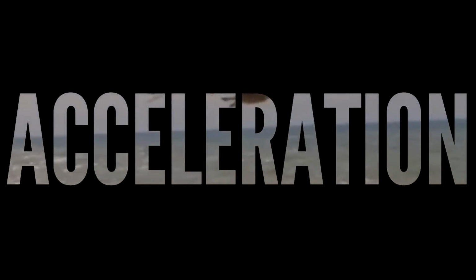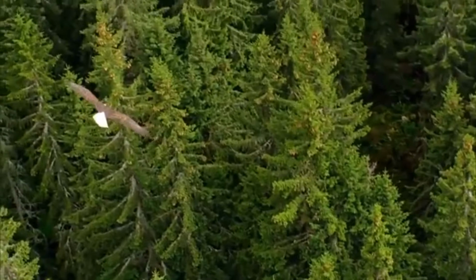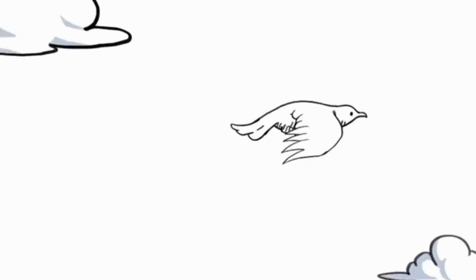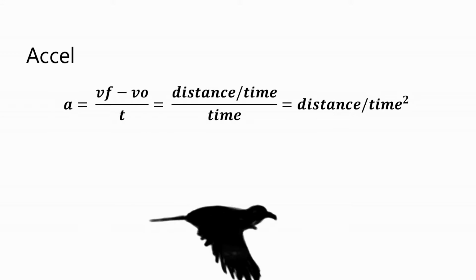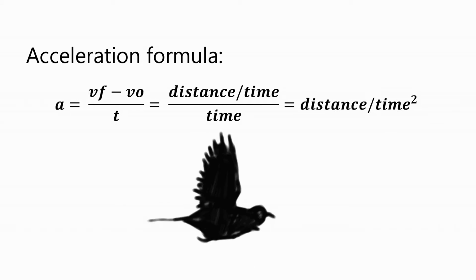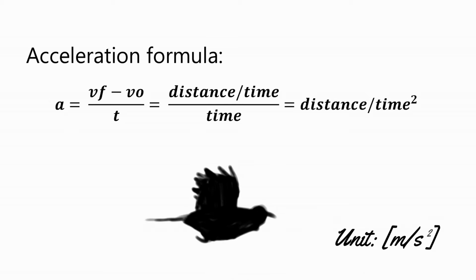Acceleration. It is defined as the rate at which an object changes its velocity. So an object such as this bird is accelerating if it is changing its velocity. Acceleration is measured in meters per second squared and involves dividing the change in velocity by time. Given the initial and final velocities, you can already find the acceleration.